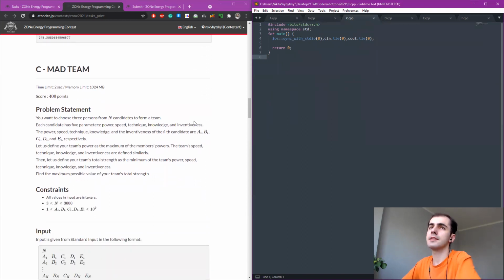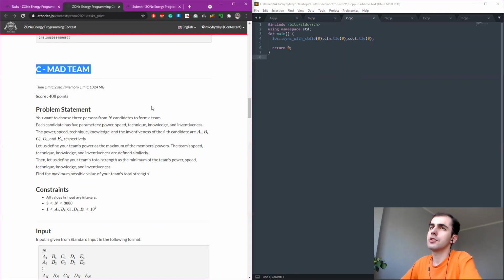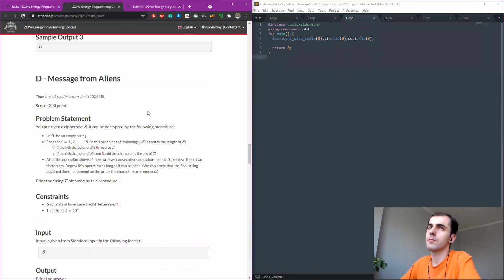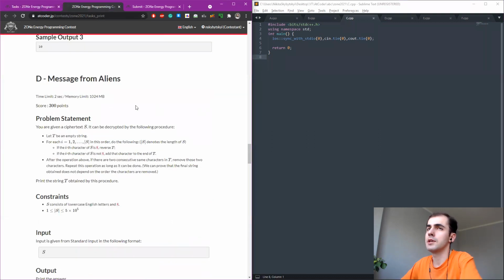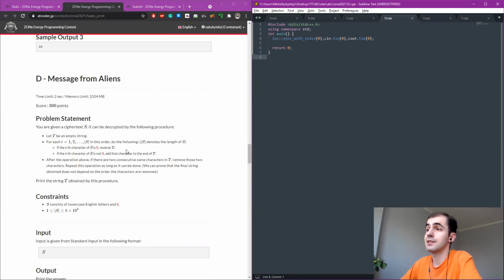Problem C, math team. Oh, that's actually reverse order, so we should solve problem D. Yeah, I remember that message about problem D being less valuable than problem C. Not sure why they didn't change it, but whatever.